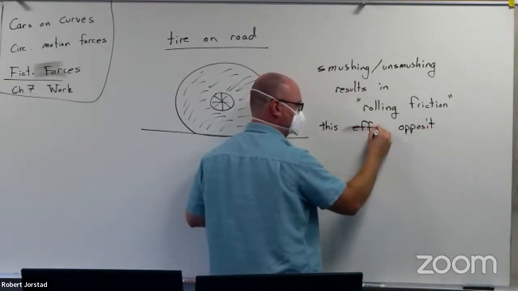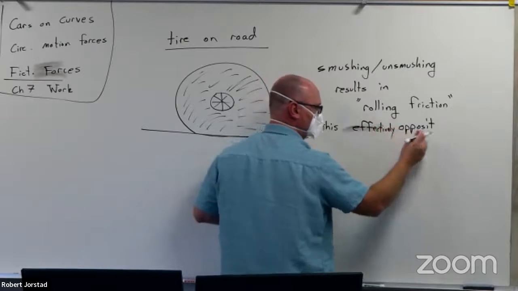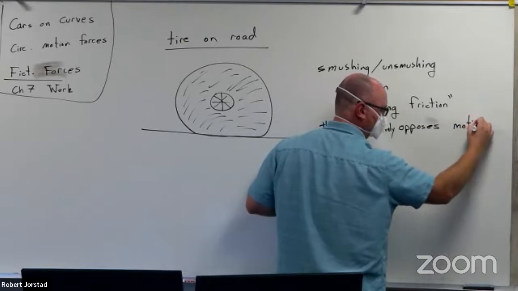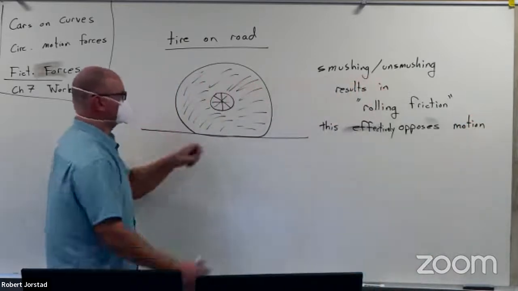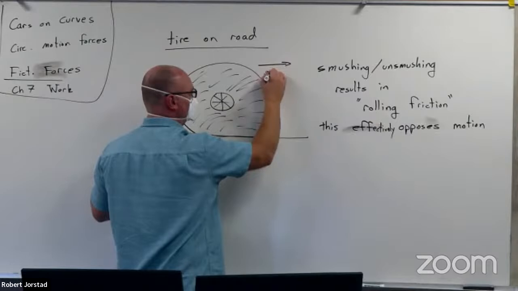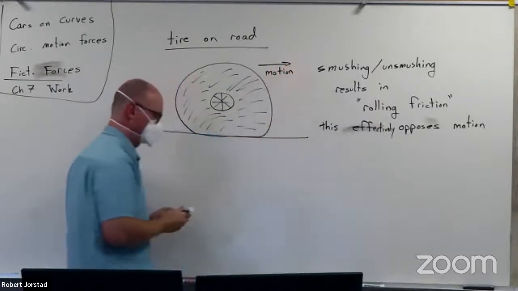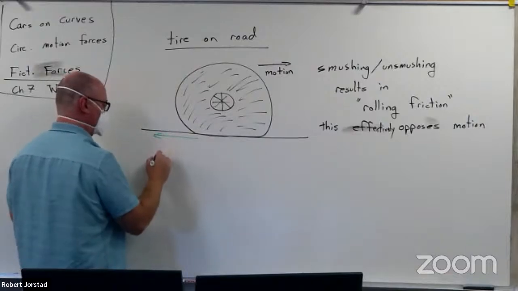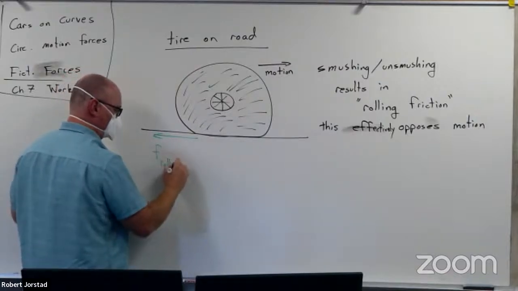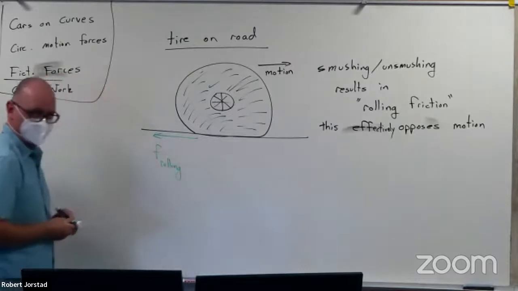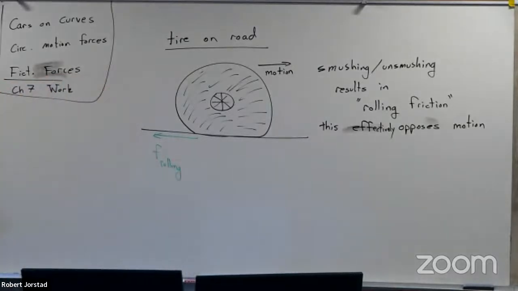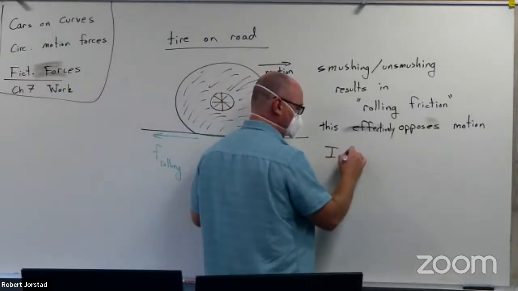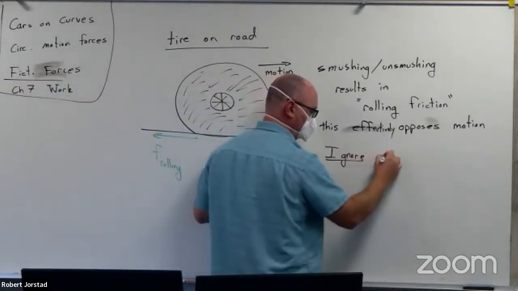And I'm going to say this effectively opposes motion. So if the car is moving this way, this rolling friction is effectively pointed opposite the motion. For our problems, we plan to ignore rolling friction.